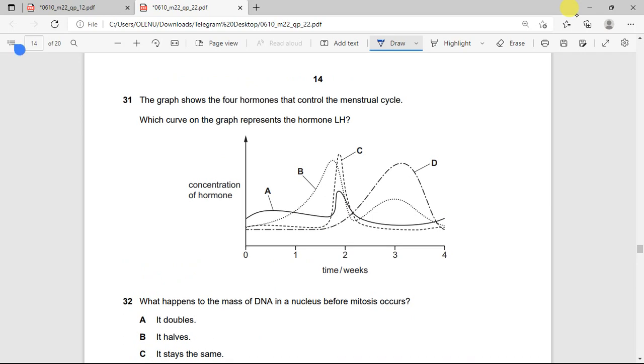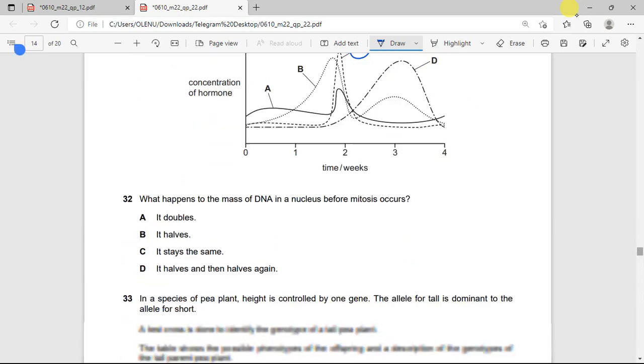31. The graph shows the 4 hormones that control the menstrual cycle. Which curve on the graph represents the LH? Luteinizing hormone causes ovulation, that is on day 14. It makes the egg be released. So this is LH. So the answer is C, causes ovulation.